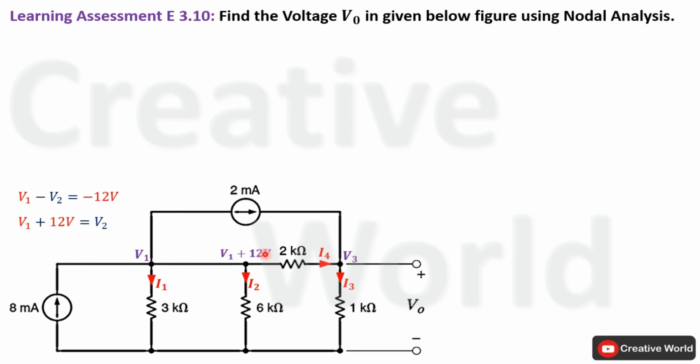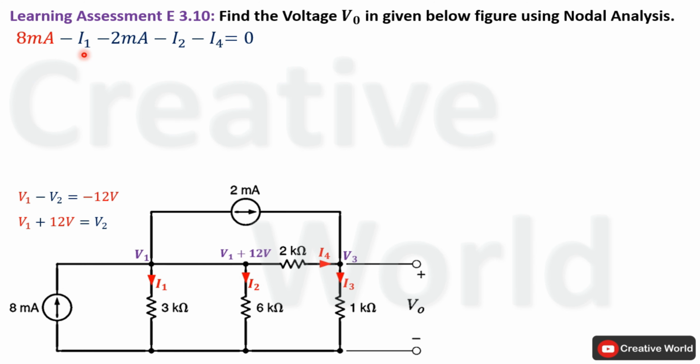Now inside this network there are two non-reference nodes. One node is this and the other one is V3. So there will be two node voltage equations for this network. We will start applying Kirchhoff's current law on this node to write its node voltage equation. On this node, one current is entering, that is 8 milliampere, while the rest of all currents are leaving from this node. Entering current is taken with positive sign while leaving currents are taken with negative sign.